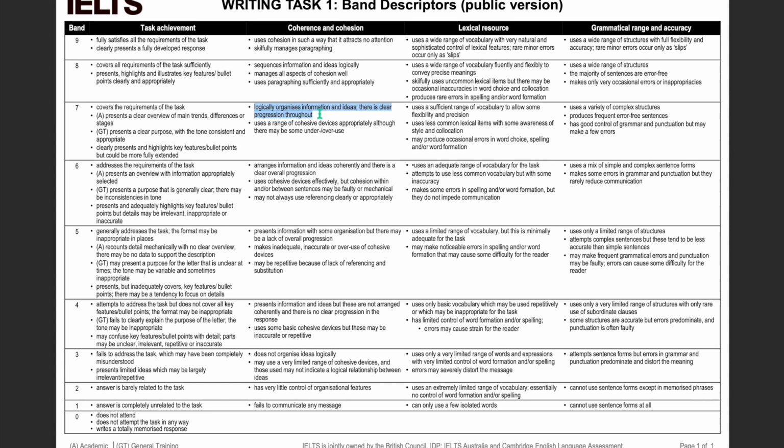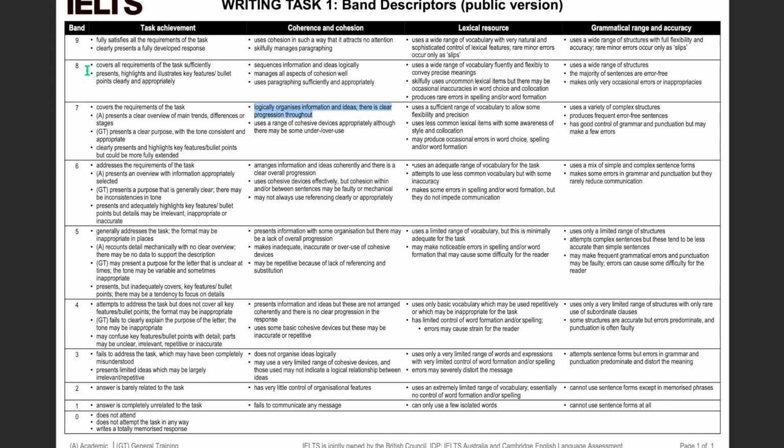it is written: logically organizes information and ideas. There is clear progression throughout. So see, logically organizes information and ideas. All right, there is a clear progression throughout. Read this line again and again. It's very, very important. Sometimes students feel that they are not getting a good score in writing, though they have good grammar skills and good vocabulary skills, but they are not able to score high in task 1. What's the reason? This is the exact reason: when we do not focus on coherence, cohesion and task achievement in our task 1. We have to be very, very careful here.